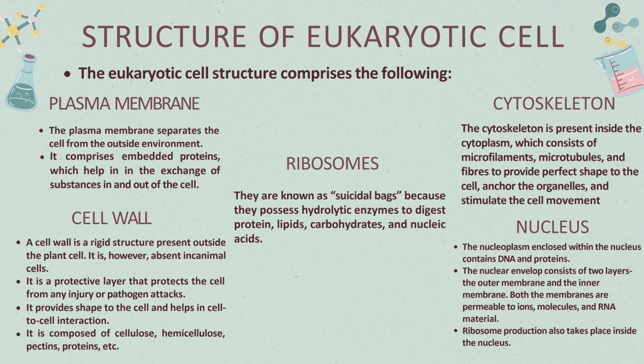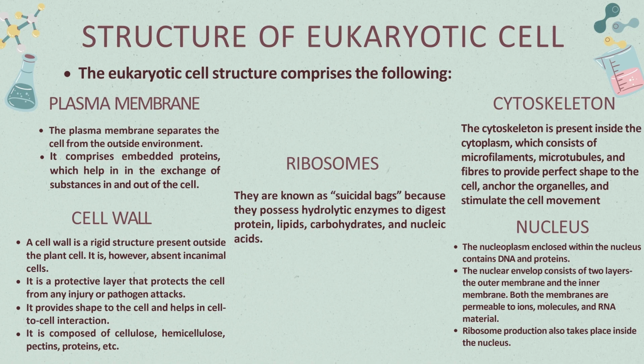While the lysosomes, they are known as the suicidal bags because they possess hydrolytic enzymes to digest proteins, lipids, carbohydrates, and nucleic acids. The cytoskeleton, like I mentioned, has three types. Their main purpose is to provide shape to the cell, anchor the organelles, and stimulate cell movement.